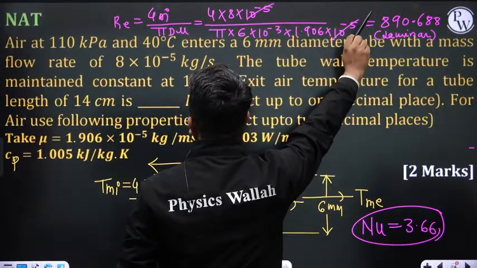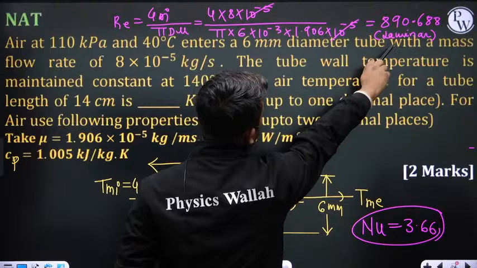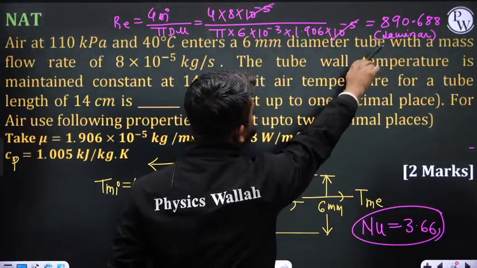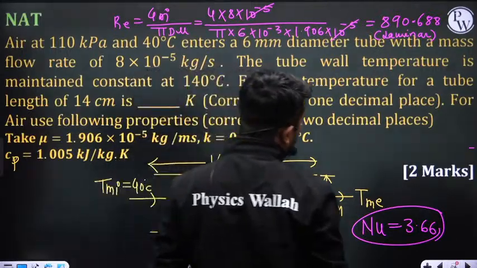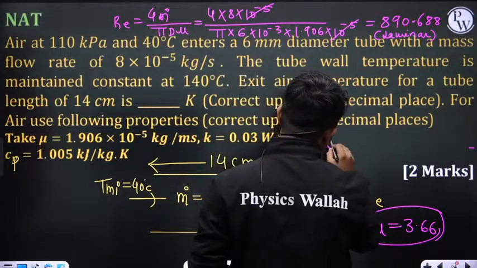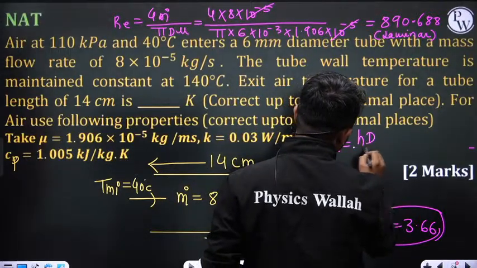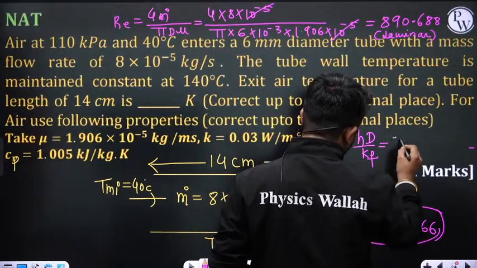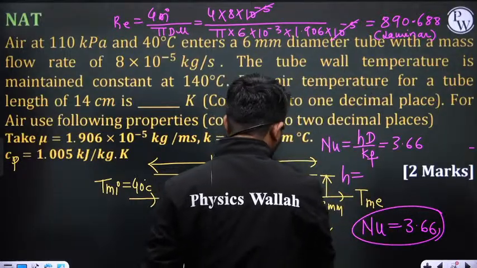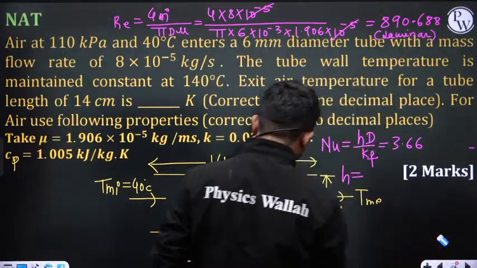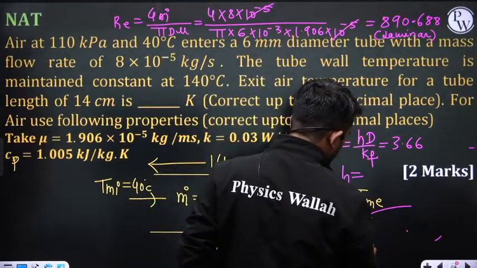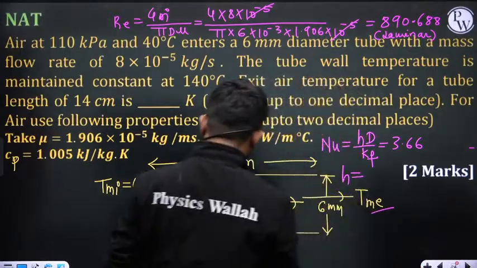So please check the Reynolds number. You are getting this value or not? If you are getting this value, then flow is laminar because it is less than the critical Reynolds number. And this is a constant wall temperature case. So Nusselt number is 3.66. And Nusselt number is equal to H D by K F, and this is equal to 3.66. So from here you can calculate the H. So tell me what is the value of H.